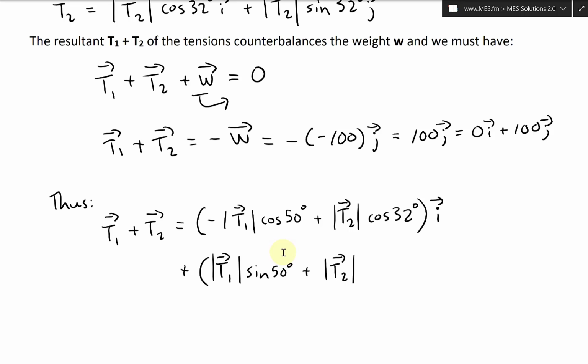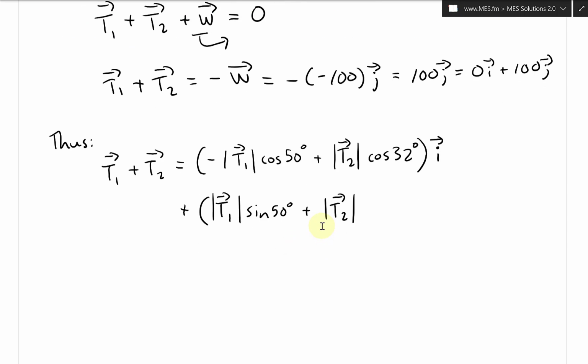T2 vector sine 32 degrees, times the J basis vector, the vertical one. And now this equals 2. Well, this right here, 0. So T1 plus T2 is equal to 0I plus 100J. So this is going to be 0I, just for completeness, 0I plus 100J.